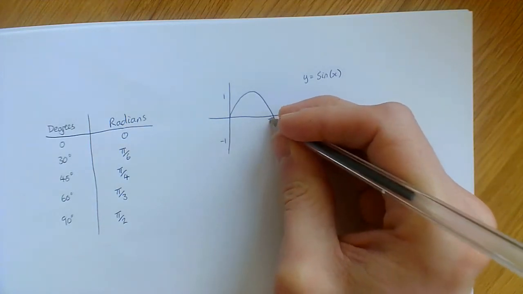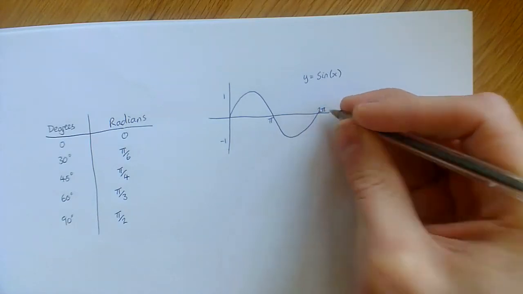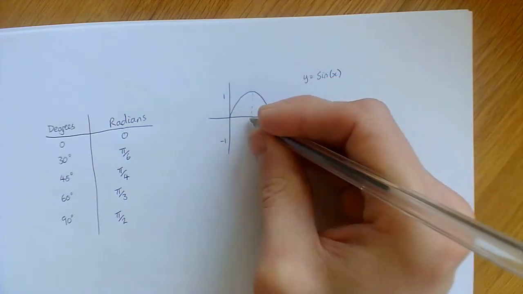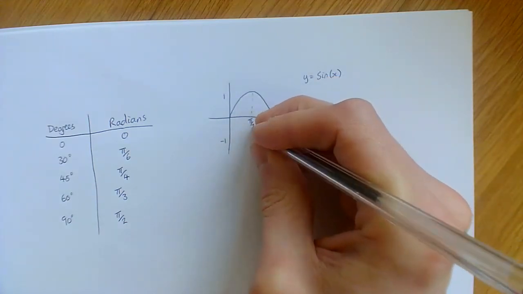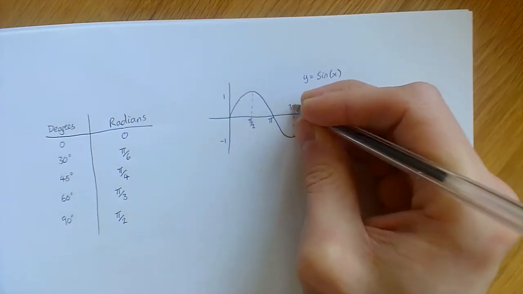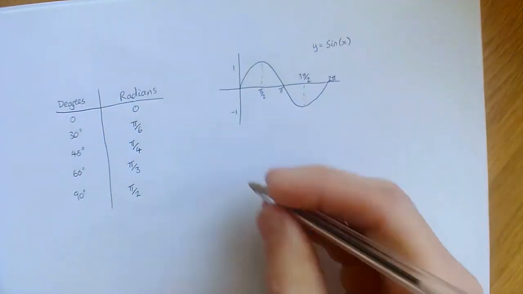So pi is the same as 180 degrees. 2 pi is the same as 360 degrees. Here we have pi over 2 instead of 90 degrees. And here we have 3 pi over 2 instead of 270 degrees. So that's our sine graph.